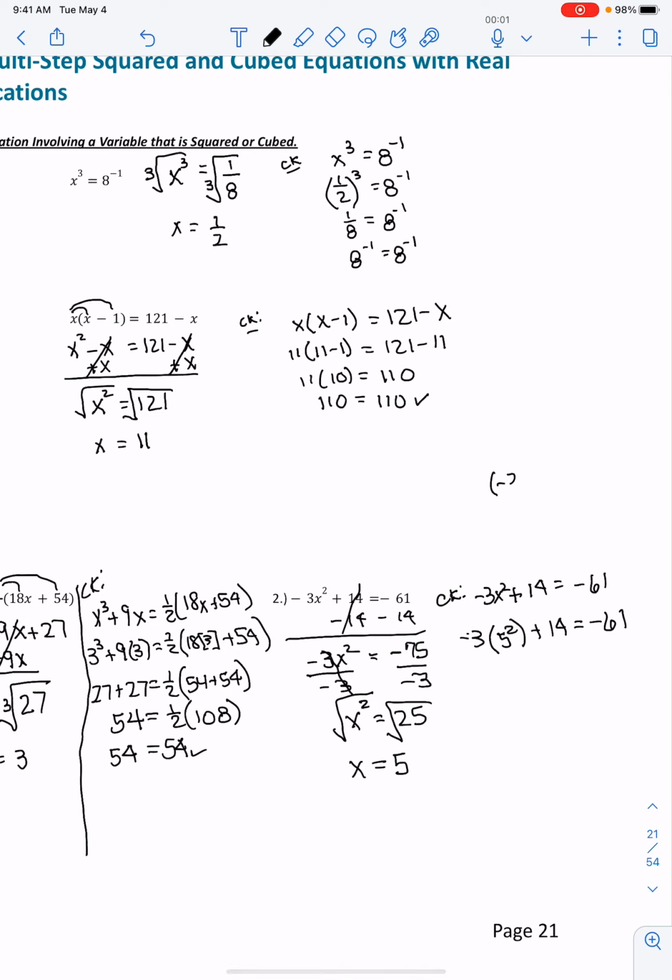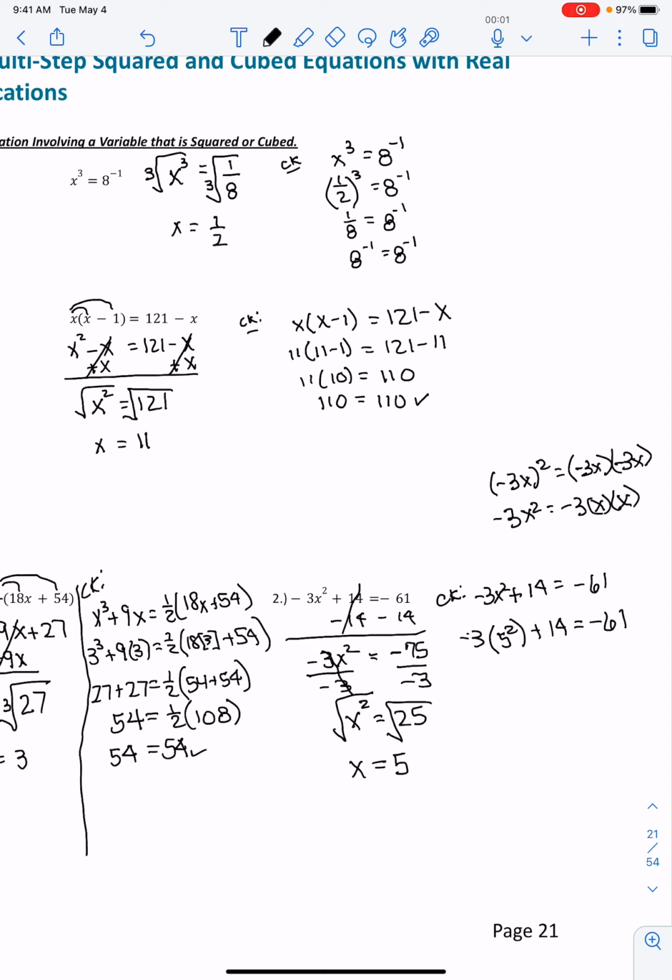This is different than this. Okay? The top one means this. The bottom one means this. Okay, so make sure that you know what that difference is.